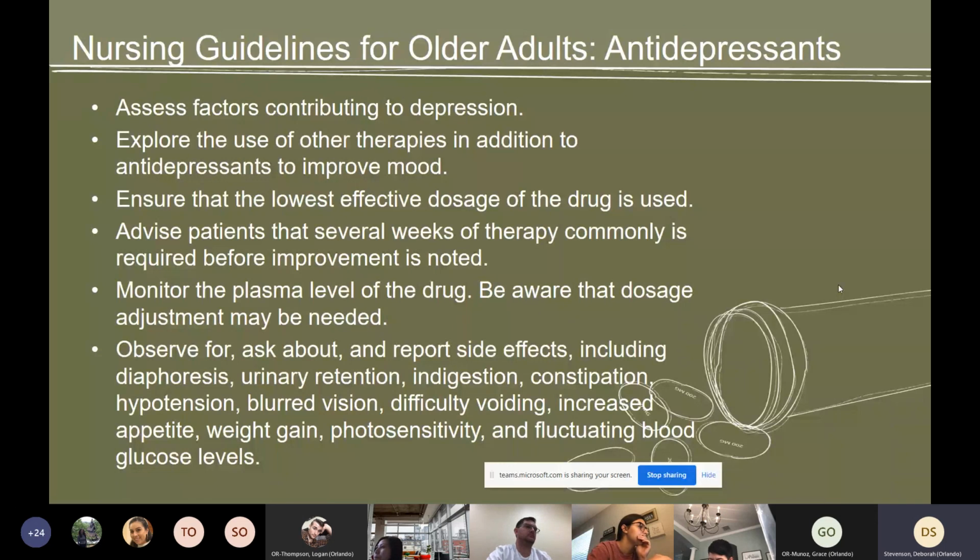Watch the plasma level of the medication as well. And there are some side effects, which I've listed here: sweating, blurred vision, there are lots and lots of side effects. Photosensitivity, fluctuating blood glucose levels. So your antidepressants have lots of side effects as well.